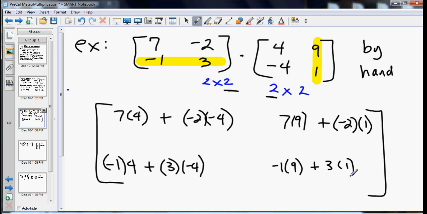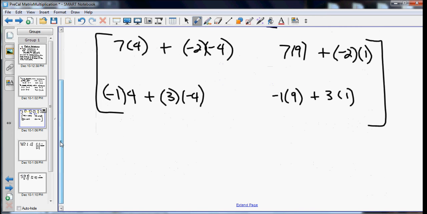So this is the kind of work you have to show me on the quiz tomorrow for a 2x2. I'll go ahead and tell you, I think there's only one that you have to do this with. The rest you can do in the calculator, and that's fine. But we do need to actually simplify this. So for the first one, we get 28 plus 8. And then negative 4 plus negative 12. 63 plus negative 2. And negative 9 plus 3.